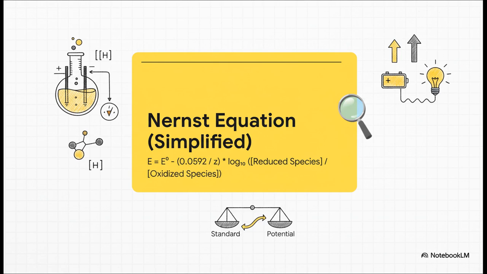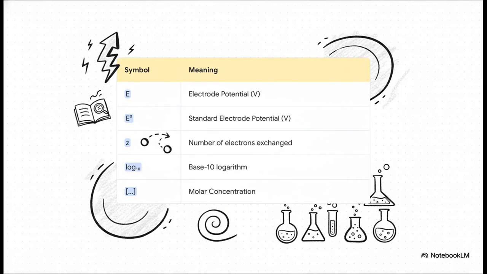Now, there are more complicated ways to write this, for sure, but this simplified version, this is the one you'll actually use like 99% of the time. What it does is brilliant. It connects the standard potential, that's the textbook value, to the actual potential you'd get based on the real-world concentrations of your chemicals. So let's quickly decode this thing so it's not just a bunch of symbols.